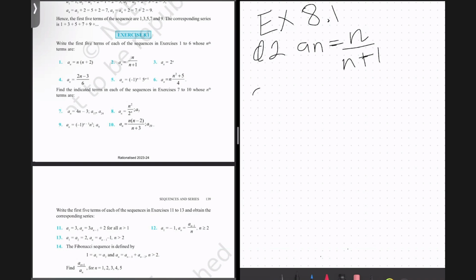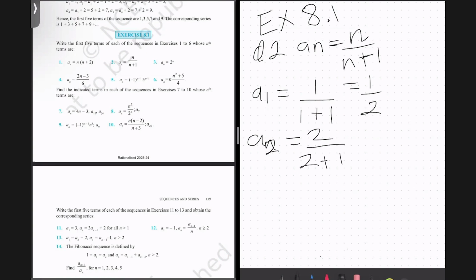of this sequence. So for a of 1, I'll plug in the value of n equal to 1 in the second part. That would give me 1 upon 1 plus 1, and that is nothing but 1 by 2. Similarly, for the second term, I would have n upon n plus 1, that would again be 2 upon 2 plus 1, that is nothing but 2 by 3. For the third term, I would have 3 upon 3 plus 1, and that is nothing but 3 by 4.